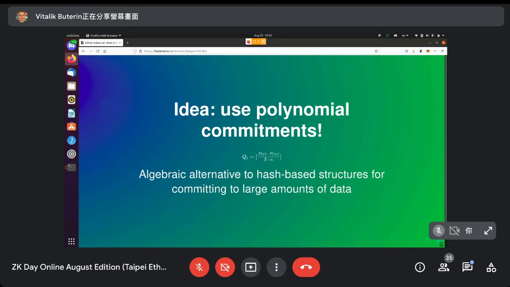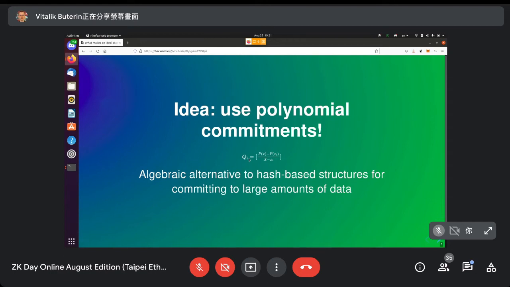So we could use polynomial commitments, right? Polynomial commitments are an algebraic alternative to hash-based structures for committing to large amounts of data, right? And I'm sure people in ZK study clubs have seen the equation for a Kate commitment witness before, right?